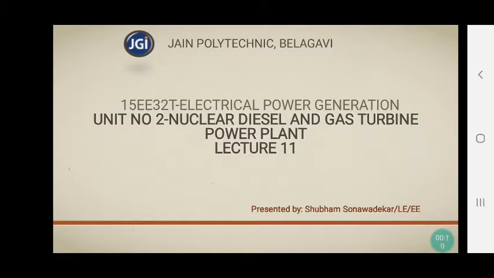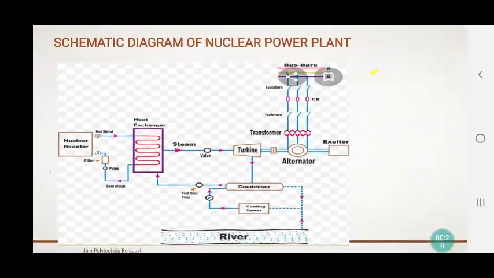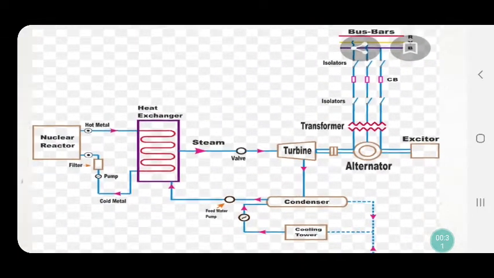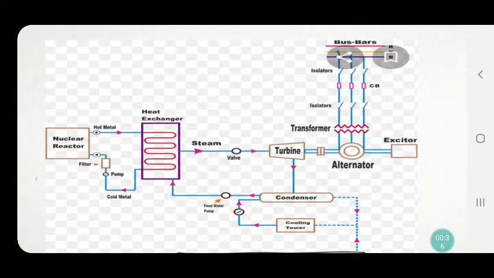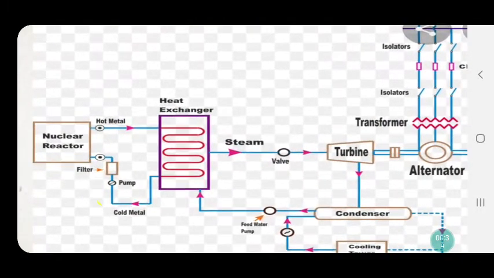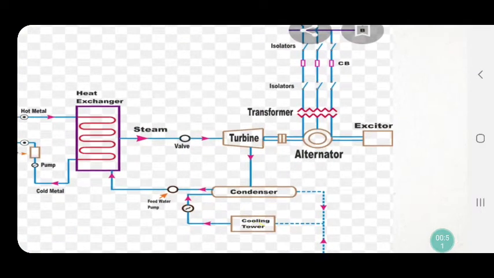Today we are going to study lecture 11 on Unit 2, which consists of the block diagram or schematic diagram of a nuclear power plant. So let us start. This is the schematic diagram of a nuclear power plant. You can see each component, so I will explain the operation of each component, and how we will generate electrical energy using nuclear. We will study this in this schematic diagram.